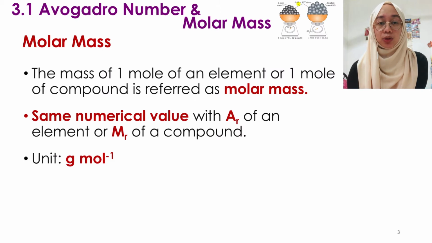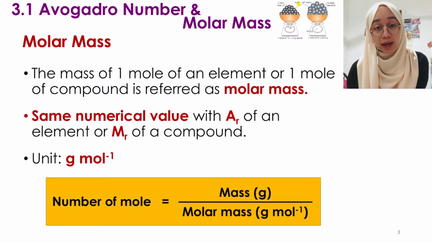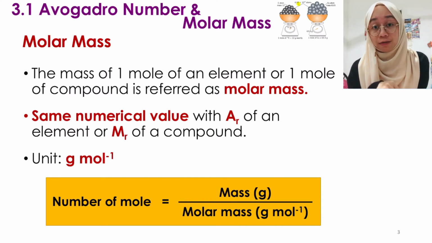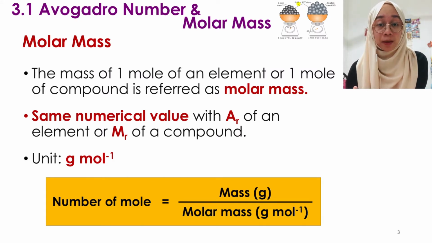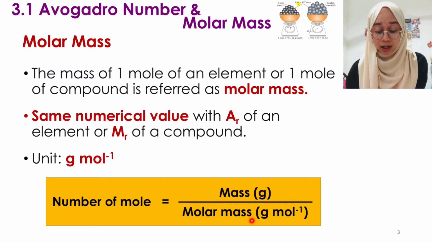So what is the relationship between molar mass and number of mole? Basically, in order to find the number of mole, it equals mass per molar mass, where we always use the mass in gram. Meaning if you are given kilogram, you need to convert it first into gram, or if you are given milligram, you have to convert it first into gram. Only then you can divide it by molar mass, because the unit for molar mass is gram per mole. So later on you can cancel out the gram, and you only have mole left. So that is the unit for number of mole.